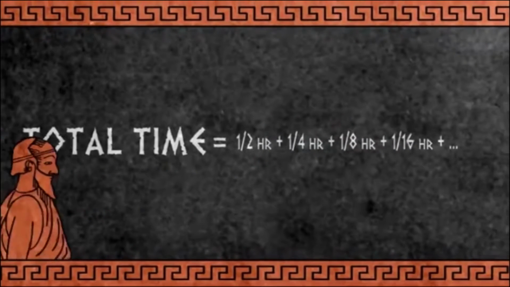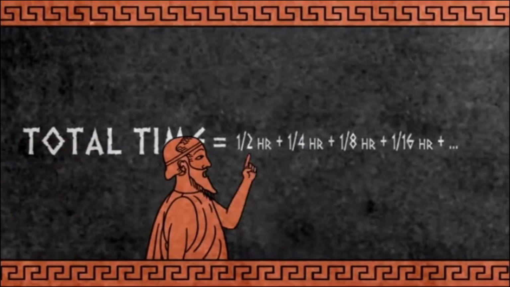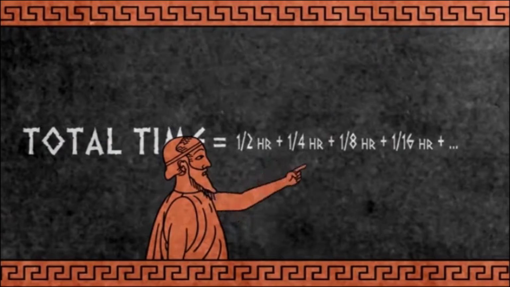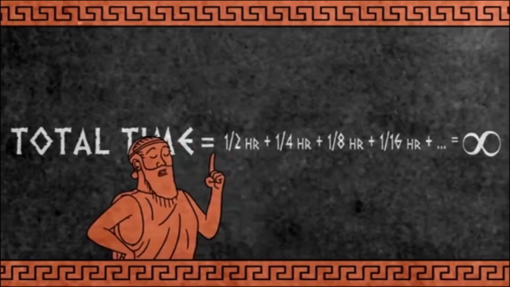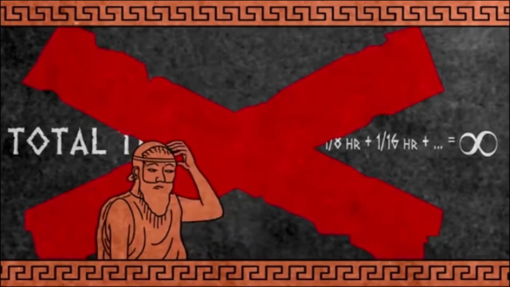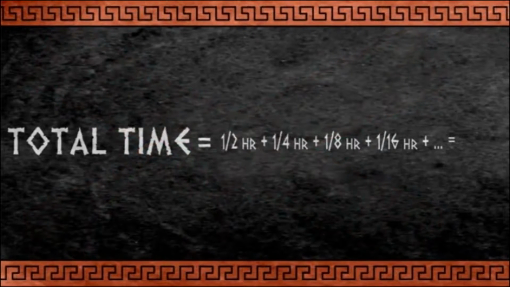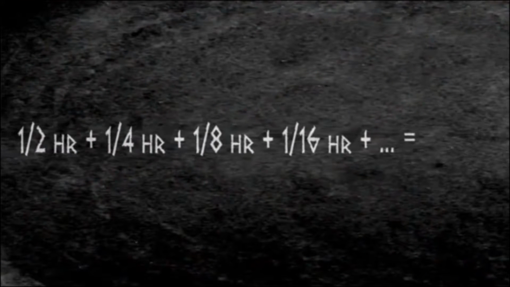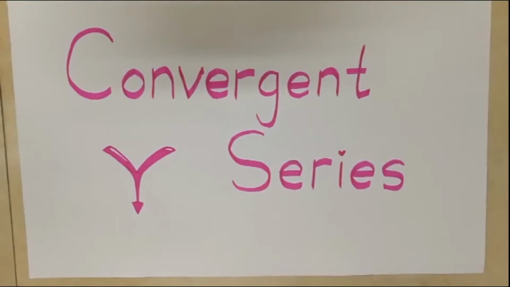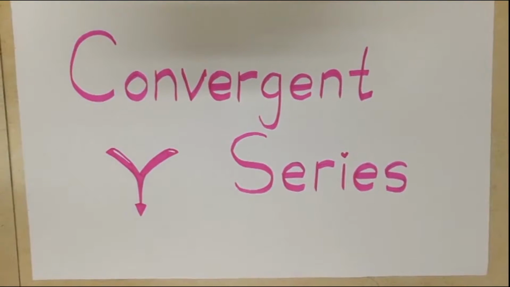Now, Zeno might say, since there are infinitely many terms on the right-hand side of the equation, and each individual term is finite, the sum should equal infinity, right? This is the problem with Zeno's argument. As mathematicians have since realized, it is possible to add up infinitely many finite-sized terms and still get a finite answer. How, you ask? So now we are going to learn the infinite geometric series.